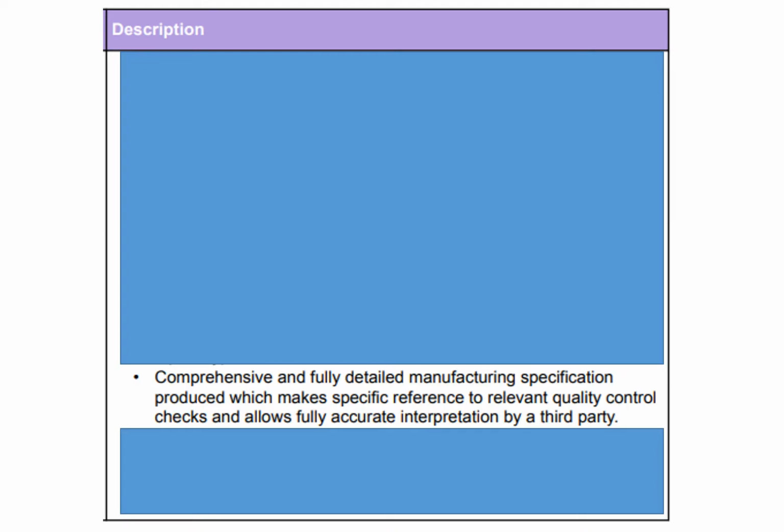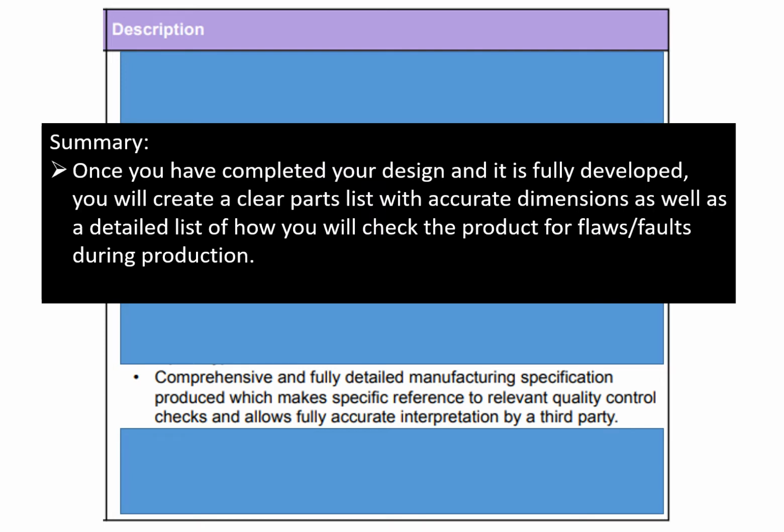Comprehensive and fully detailed manufacturing specification produced, which makes specific reference to relevant quality control checks and allows fully accurate interpretation by a third party. So what this means is once you've got the design that you want to make and you've developed it as far as you can go, you're going to create a very clear parts list. So every part that is required to make this product, you're going to write it down, draw it out, label it, put it in a table, whatever you need to do. But every part needs to be documented with the size, the material, the thickness, and the quantities.